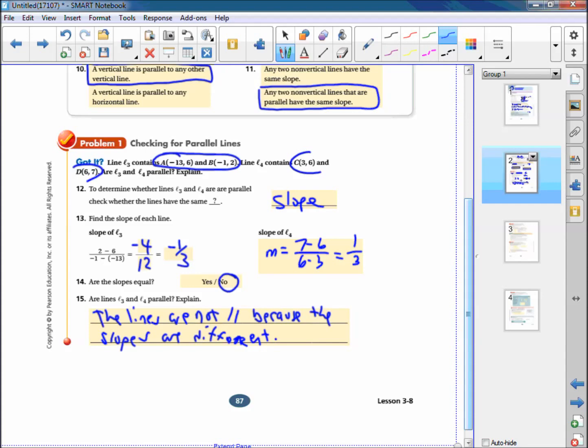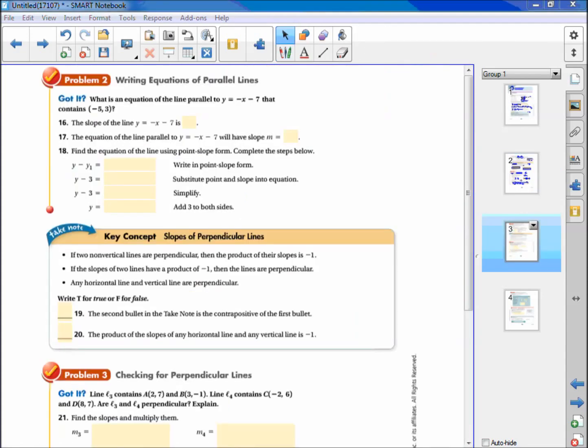Okay, let's flip it over and look at our third page. All right, problem number 2, writing equations of parallel lines. So what is an equation of a line parallel to this one that contains that point? So what information are we really given here? Well, we're given a point.